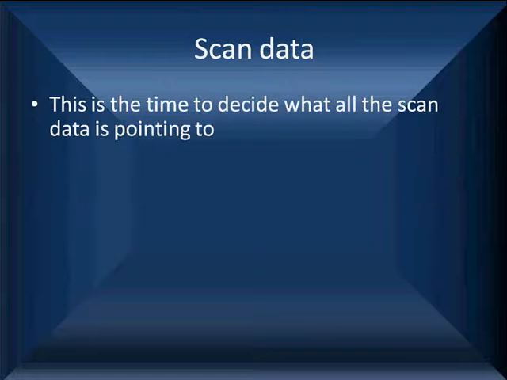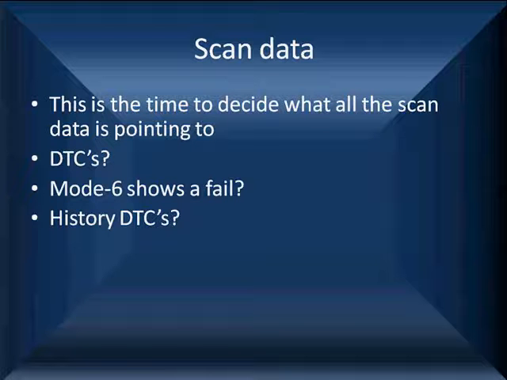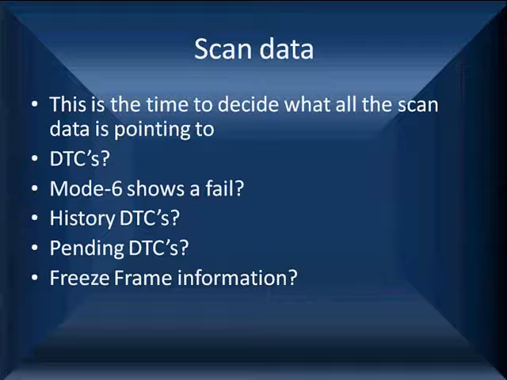Now, scan data, don't ever sell it short. This is time to decide what all the scan data is pointing to. Make sure you understand that there's no DTCs. If you have mode 6 and understand it, go look at it. It can identify some things that'll help you. We'll talk about more of that later. History DTCs, pending codes, one that's fixing to mature but hasn't matured yet. And if you've got freeze frame data, use it.